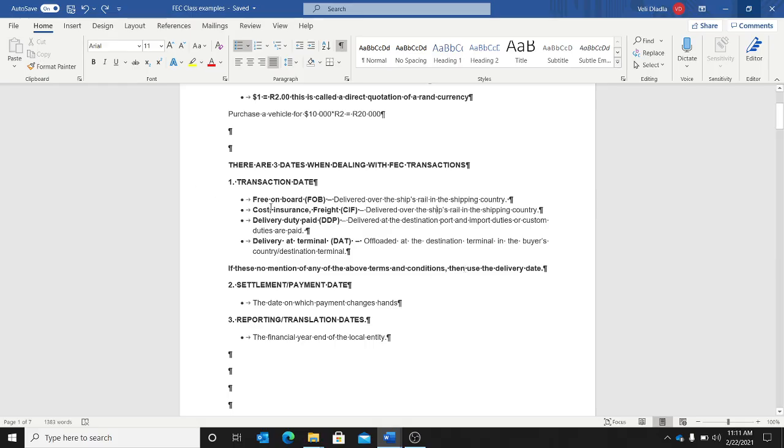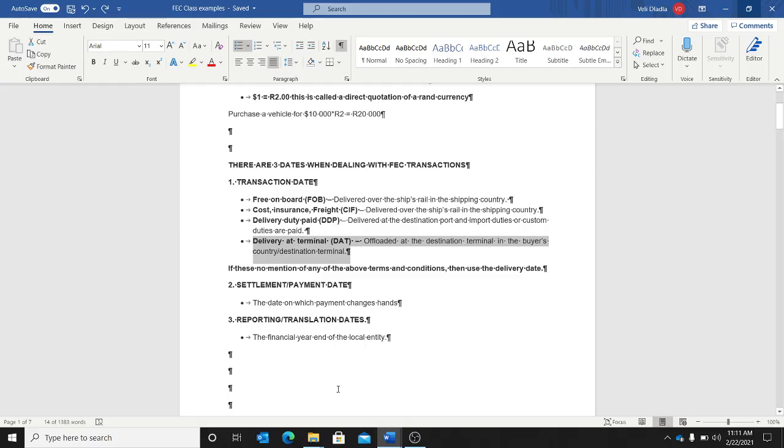Okay. Then the next one is delivery duty paid. So here they're saying once my goods are delivered at the destination port, meaning if they're here in South Africa, let's say in Durban, and I've paid the import duties or customs duties. Now, what is key here is that you must pay the duties. On the date that you are paying the duties, the transaction date is that one. Okay. Then there is delivery at terminal. It says offloaded at the destination terminal in the buyer's country, meaning once they offload my goods from the ship here in Durban, I start to carry the risks.